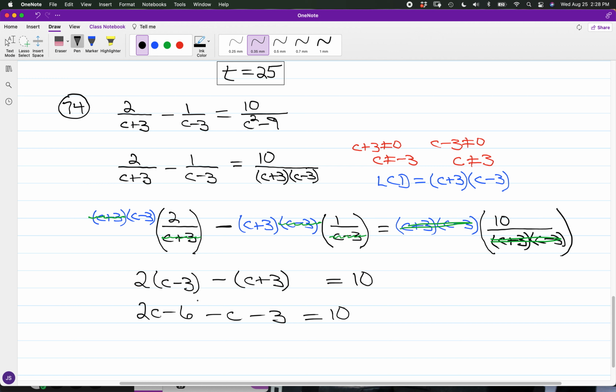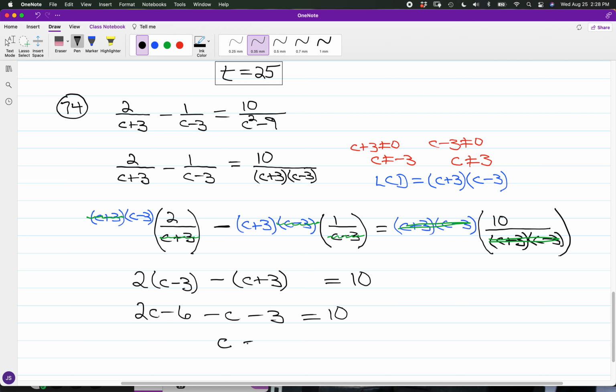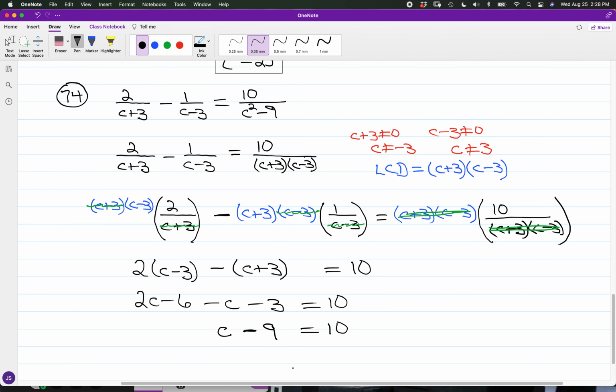And gathering our like terms on the left, you have 2c minus c becomes c. Negative 6 minus 3 becomes negative 9. Again, we have c minus 9 is equal to 10. And then for the value of c itself, if I add 9 to both sides, we're going to have that c is equal to 19.